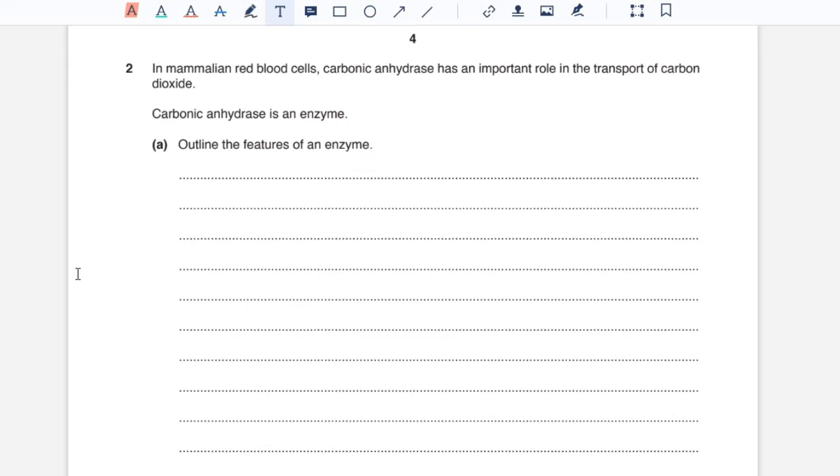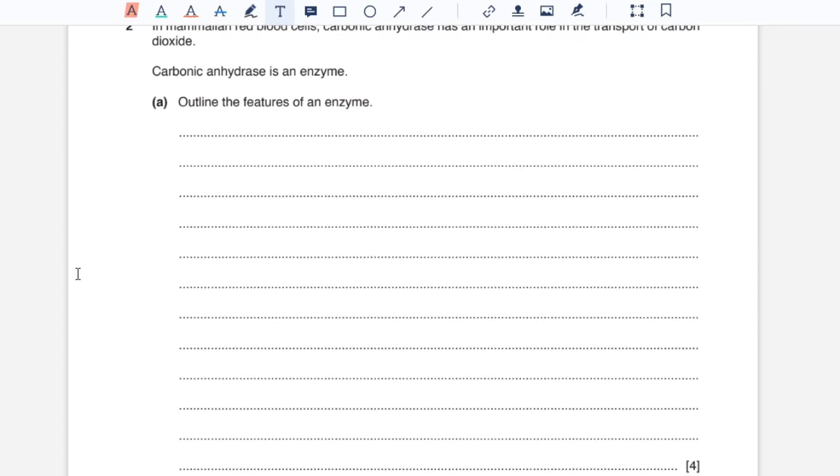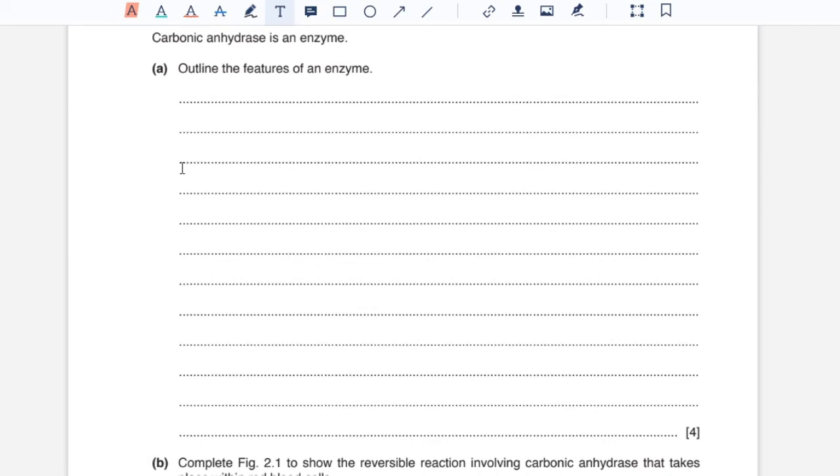2. In mammalian red blood cells, carbonic anhydrase has an important role in the transport of carbon dioxide. Carbonic anhydrase is an enzyme, and you're supposed to outline the features of an enzyme. Here I'll write down a very basic answer. So an enzyme is a biological catalyst that increases the rate of a metabolic reaction by lowering its activation energy, and it functions by forming an enzyme substrate complex where the substrate is complementary to the active site of the enzyme.